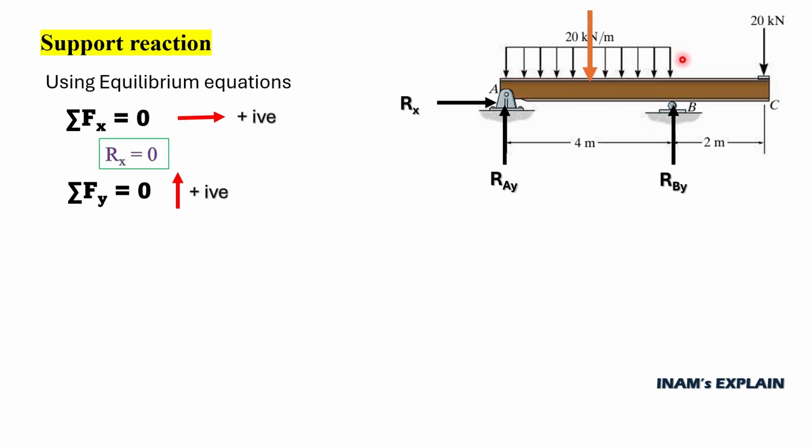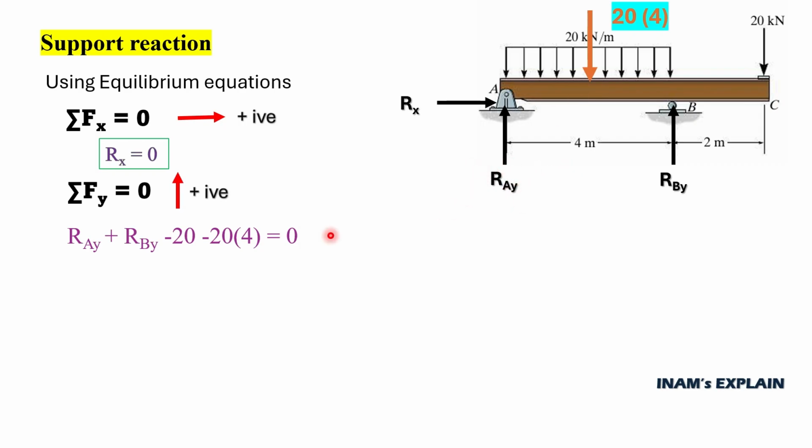We change this uniformly distributed load into a point load, which is very easy by finding the area of the distributed load, which is 20 into 4. So this is converted into a point load. Now I am making the equilibrium equation, which is similar: the summation of all forces along the y-axis equal to 0. All forces along the y-axis directed upward are positive, and all forces directed downward I am taking as negative.